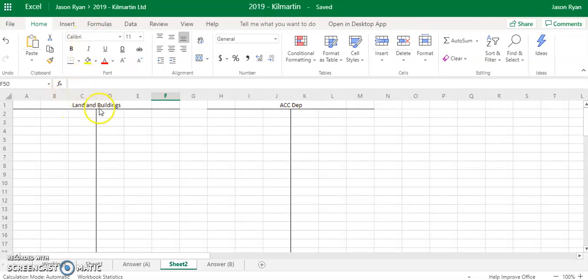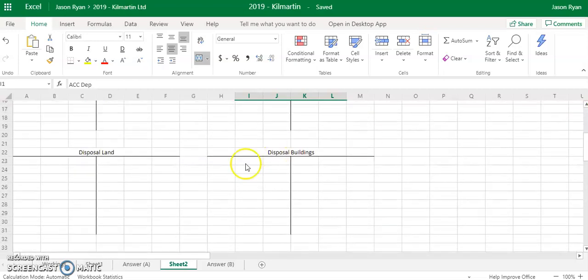Okay, so part two of the question then, we need to open up our accounts. We need to open up our land and buildings, our cumulative depreciation, our account for disposal of land, and our account for disposal of buildings. We would have touched on them anyway as part of your disposal account question.